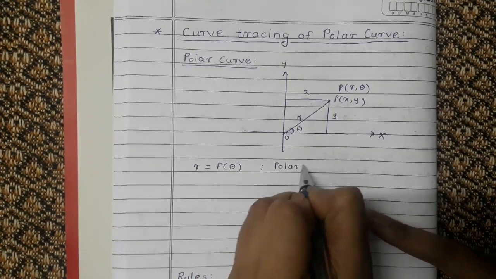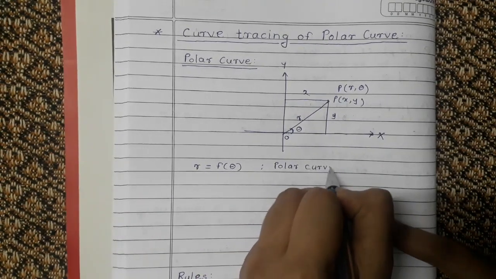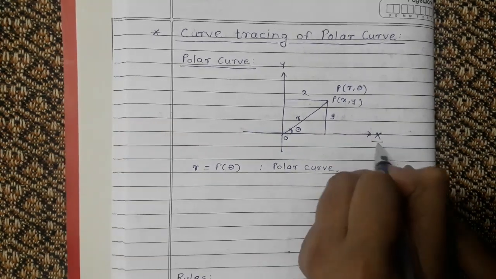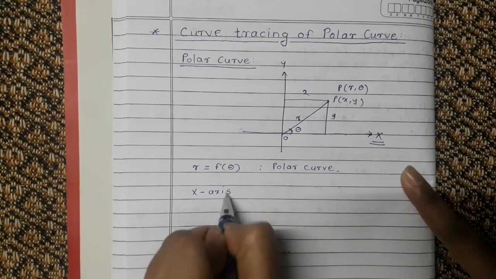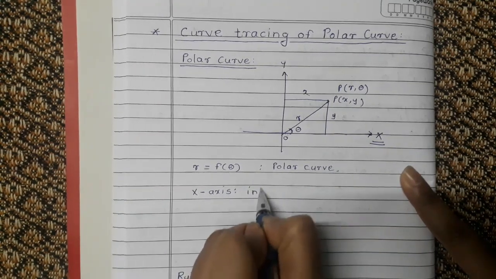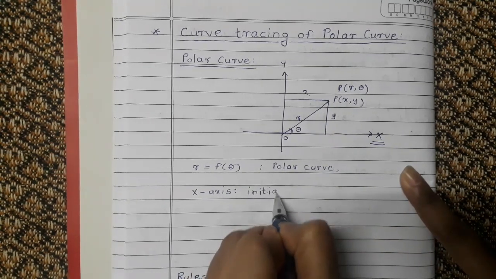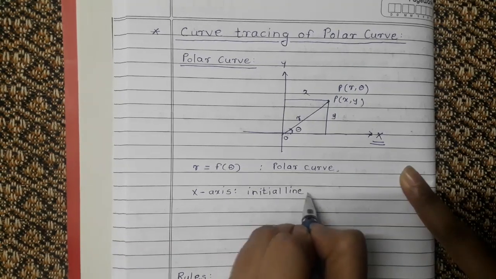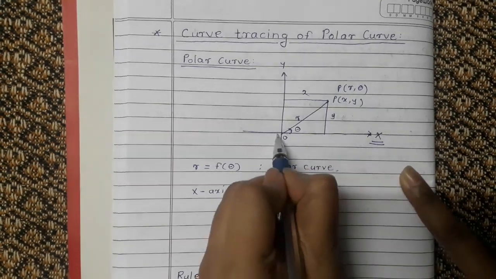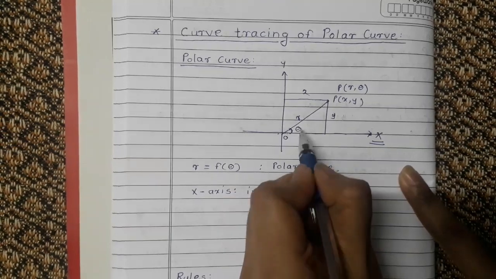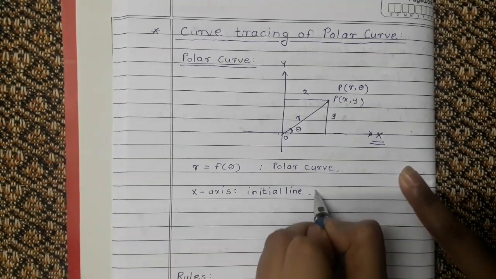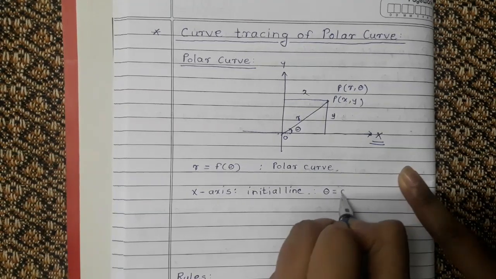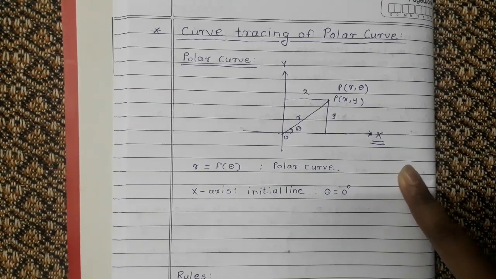Now what are the changes here? Instead of the x-axis, I am going to consider the x-axis as the initial line. Why am I calling this the initial line? Because what is the angle theta here? The angle made by the x-axis itself is nothing but theta 0, right? So the initial line is nothing but theta equal to 0 degrees, right?